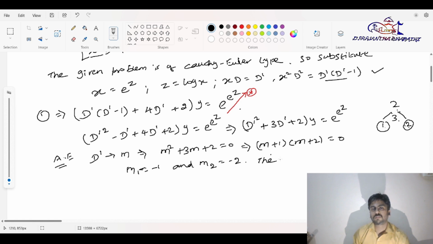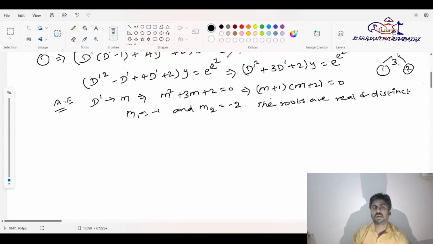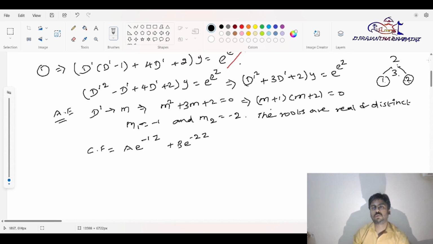The roots are real and distinct. Real and unequal, real and different, distinct, unequal, anything you can use. Now when the roots are real and distinct, the complementary function is given by a e power m1 z, m1 means minus 1 into z, plus b e power minus 2 into z. Here you have to note one thing.